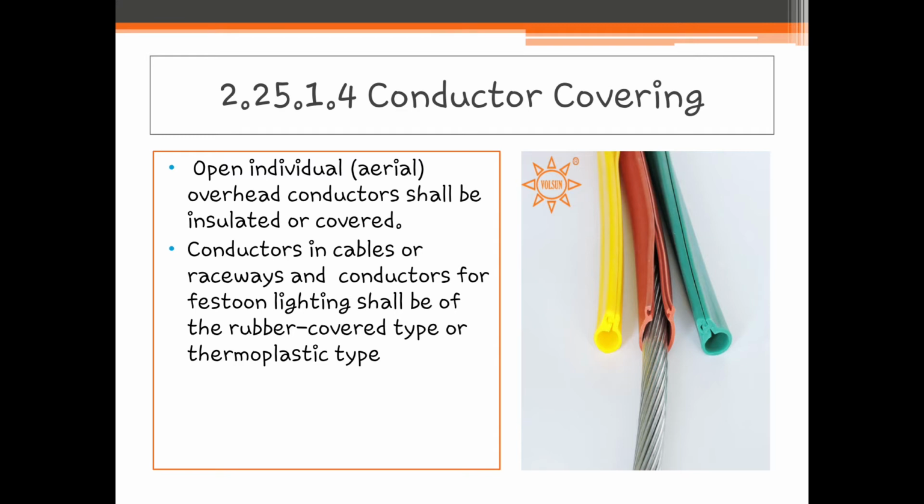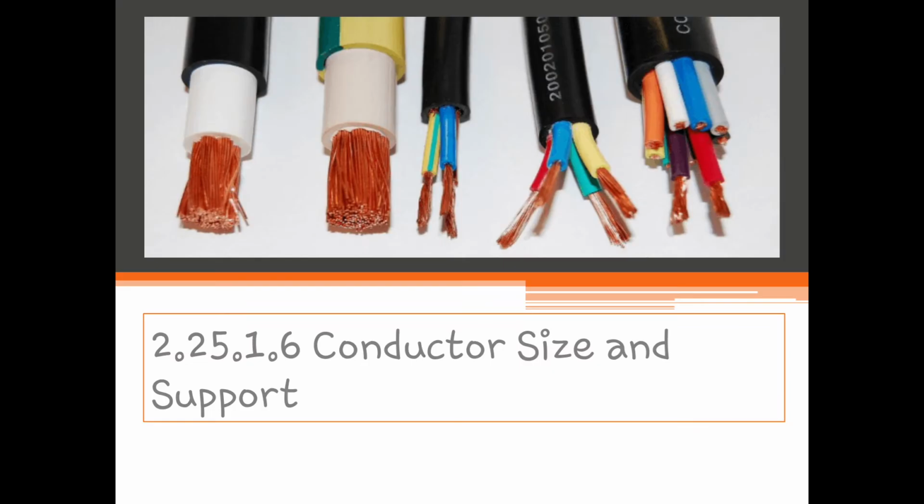So, unsa man ang MI cables? So, mineral insulated cables or simply MI cables are cables in which conductors or wires are enclosed by a metal jacket and insulated with a hard-packed magnesium oxide. So for 2.25.1.6, the conductor size and support.